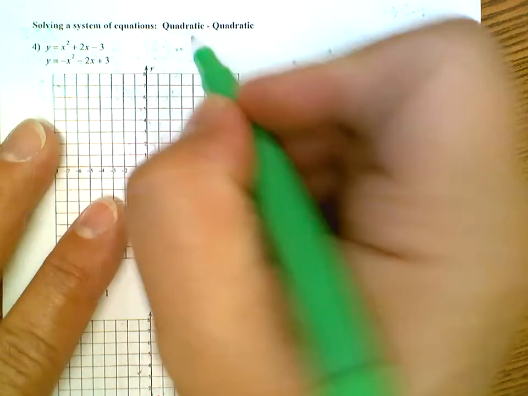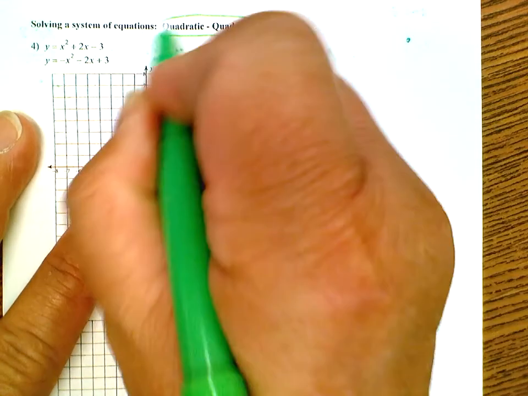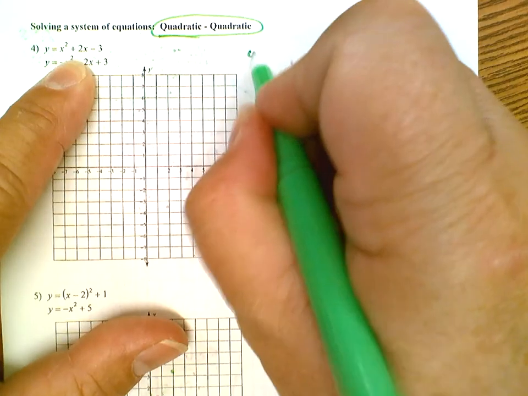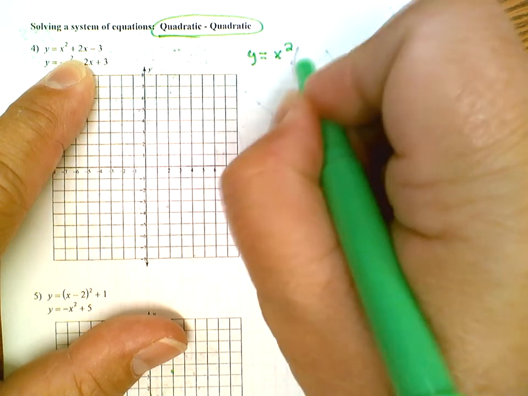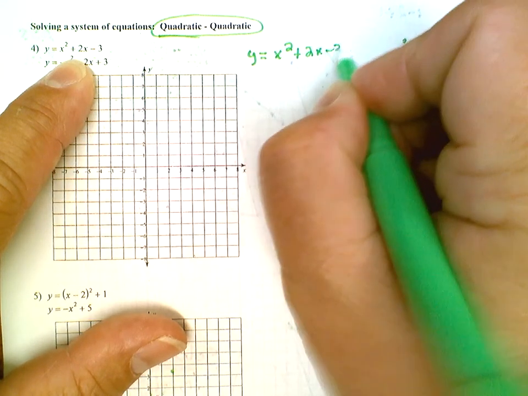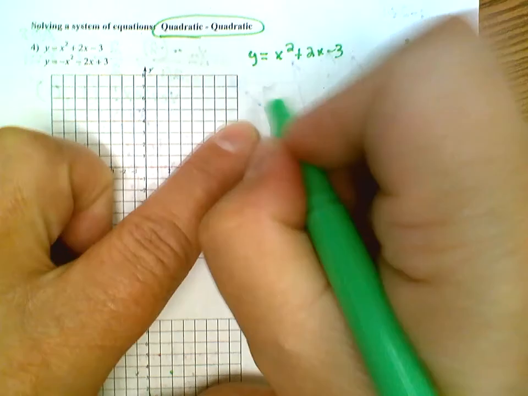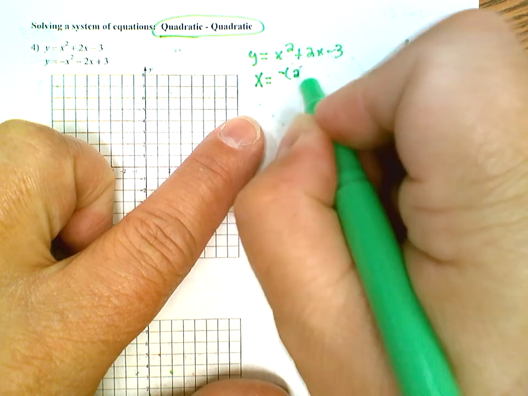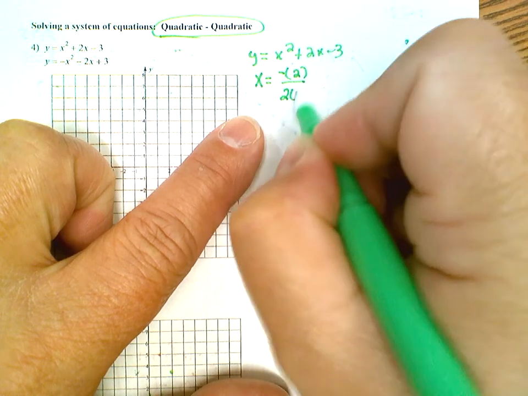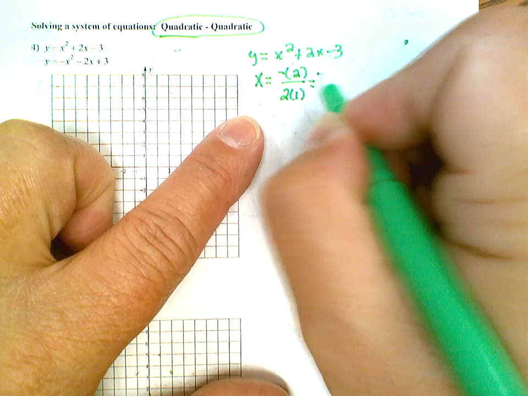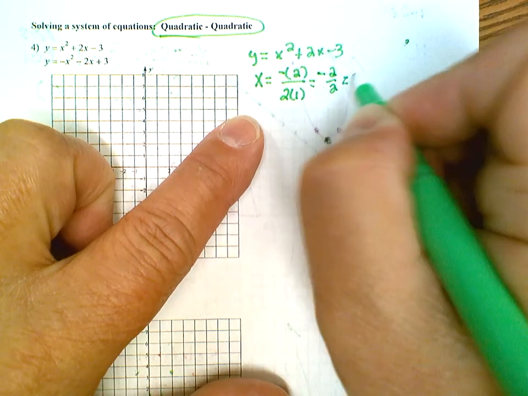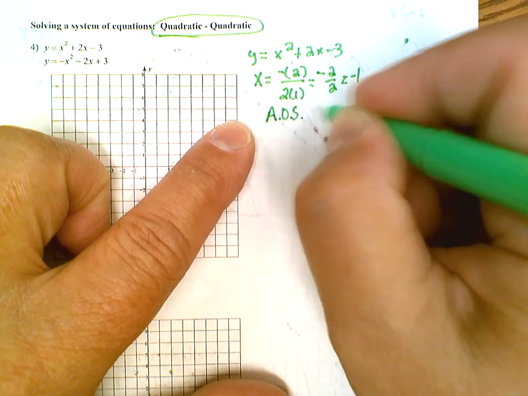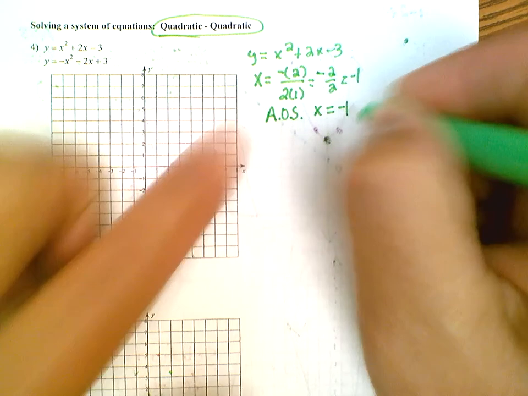So the last thing we're going to look at today is when we have two parabolas on the same coordinate plane. So let's look at this one first. For my axis of symmetry, I plug in negative 2 over 2 times 1, which is negative 2 divided by 2, or negative 1. So my axis of symmetry is x equals negative 1.